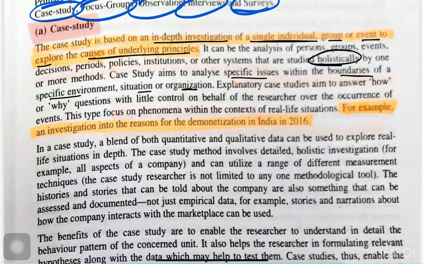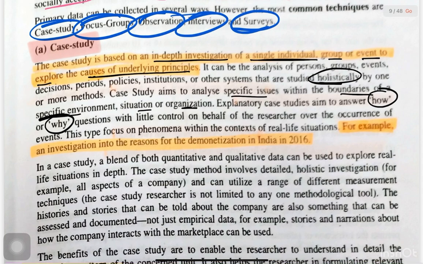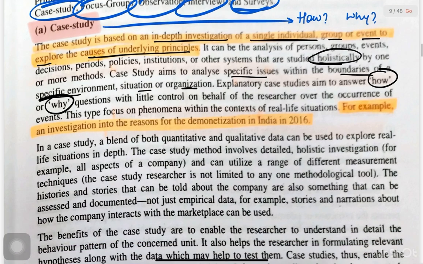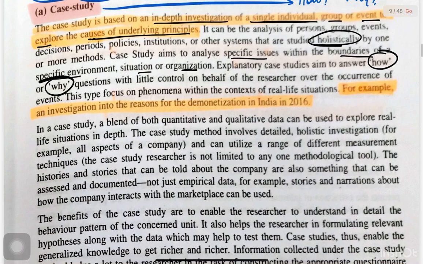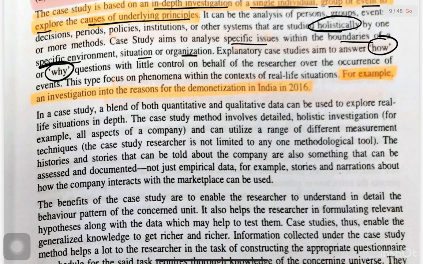Explanatory case studies aim to answer the questions of how and why. These two questions are answered with this approach. Case studies answer the how and why of the research design, right? With little control on the part of the researcher over the occurrence of events, this type focuses on phenomena within the context of a real-life situation.